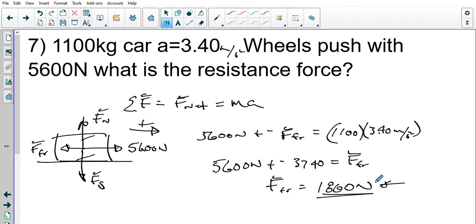And we're good. Now you're saying, but where's the negative sign if it's going the opposite direction? Well, we defined the force of friction with negative values. This is just telling us the value of the force of friction, which we know is going towards the left, has a positive value of 1860 towards the left.